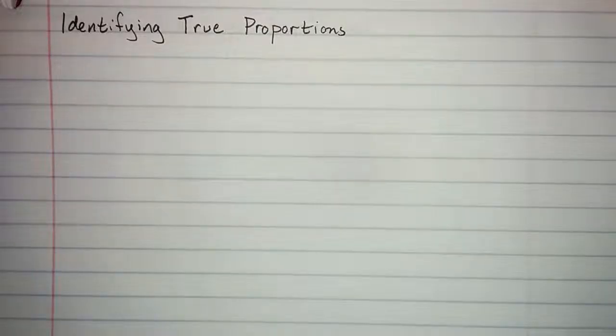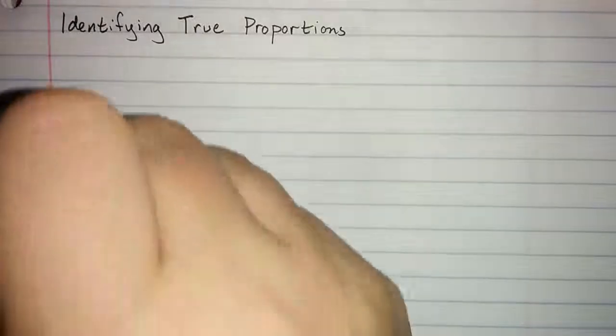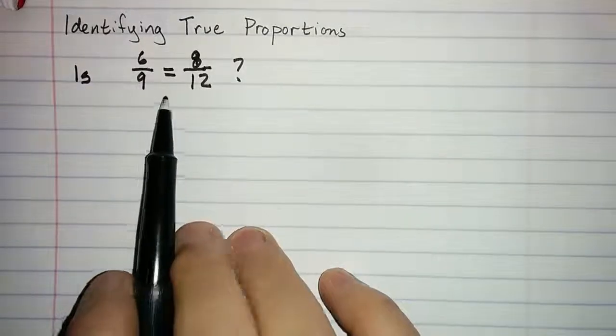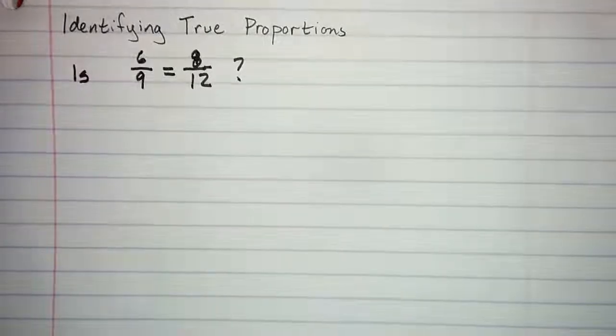Can we tell whether a proportion is true or not? Well, one way that we can know that a proportion is true is by simplifying each ratio as much as possible. So let's suppose, for example, we asked, is 6 over 9 equal to 8 over 12?